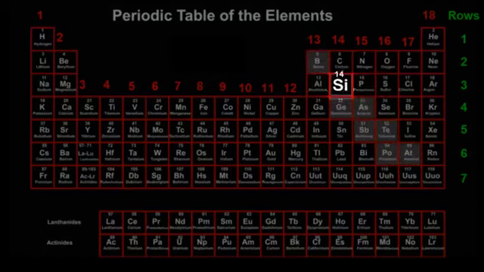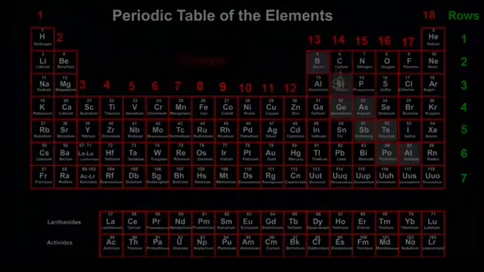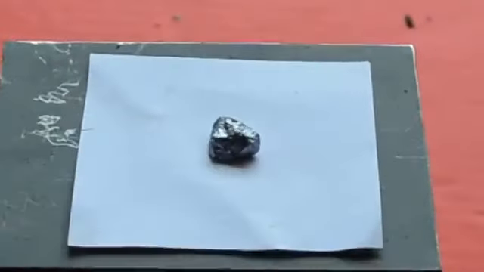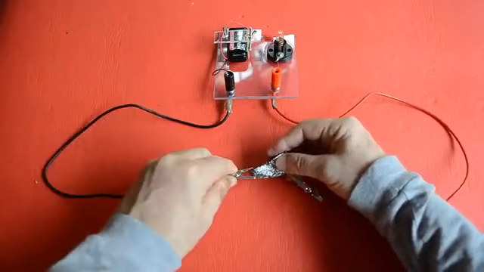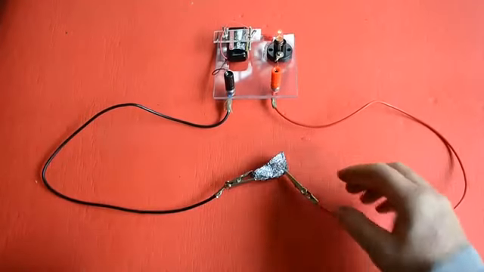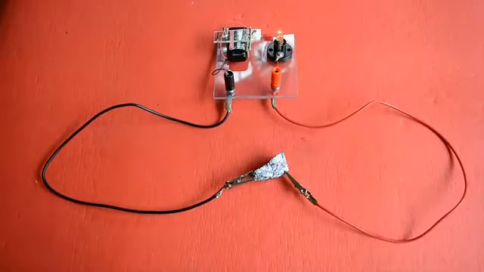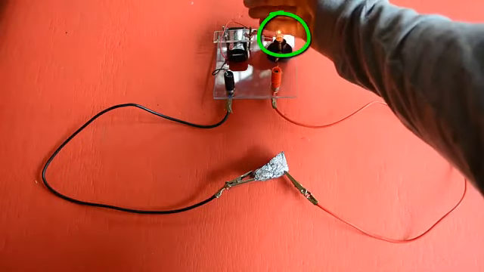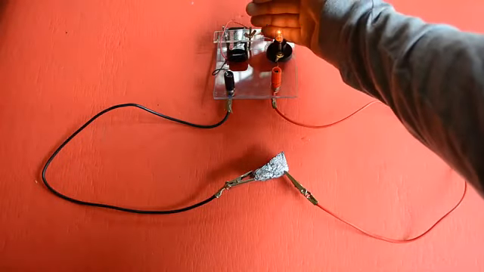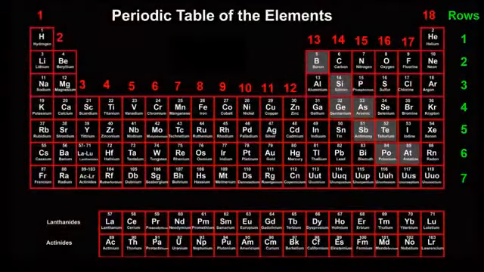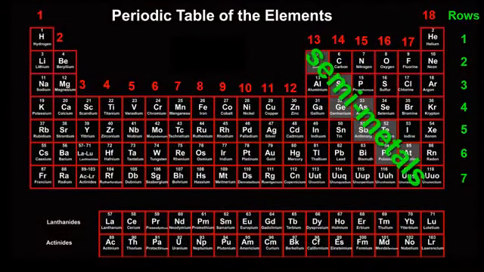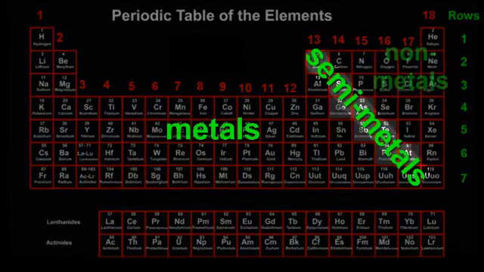What about the elements inside the diagonal band? Let's take a look at silicon. It looks shiny like a metal, but if you whack it with a hammer, it breaks into bits. So it's brittle like a non-metal. And the dull glow of the bulb tells us that it conducts electricity more than a non-metal, but not as much as a metal. And this gives it the name of semiconductor. These elements are also called semi-metals because they have properties that are in between metals and non-metals.